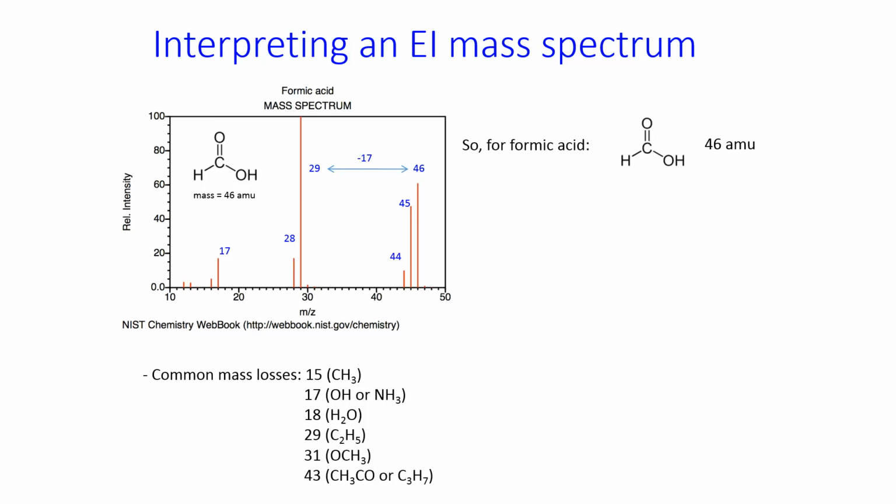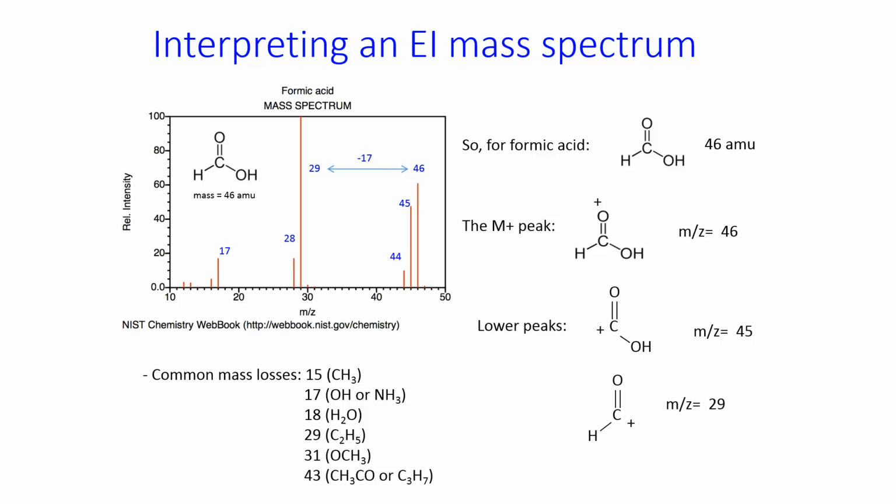For formic acid, we start out with something that's 46 AMU. The M+ peak is this thing with an electron knocked off. We call this the M+ peak, the parent mass peak, and it has a mass to charge ratio of 46. If the formic acid molecule loses 1 hydrogen, which can happen, we get the peak at 45. Loses 2 hydrogens, we get the one at 44. And the biggest peak, 29, again comes from the OH group being knocked off.